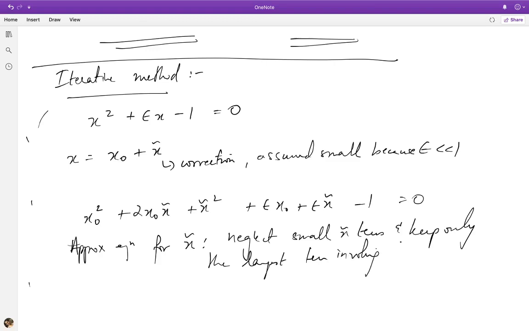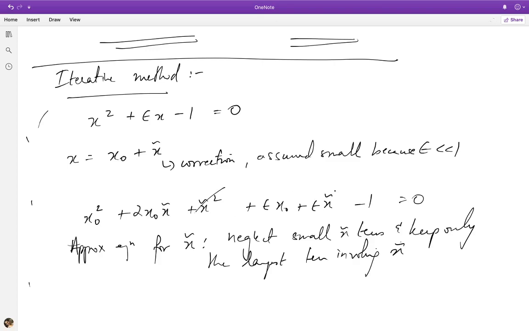The largest term involving x tilde. So which are the small terms? You see there's 2 x0 x tilde. Now x0 is assumed to be order 1, because I know that the solution at 0th order, which could be my initial guess, is just x0 equal to 1. So this term x tilde is clearly larger than x tilde squared, because this is second order. If x tilde is a small number, let's say 0.1, x tilde squared is definitely smaller than just x0 x tilde. So I drop this.